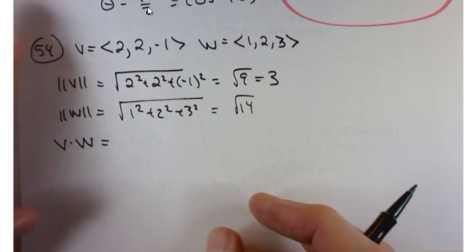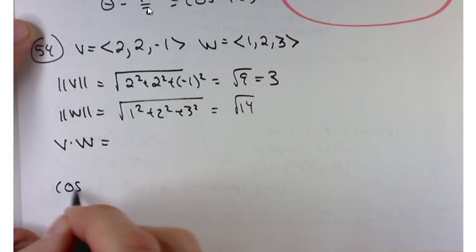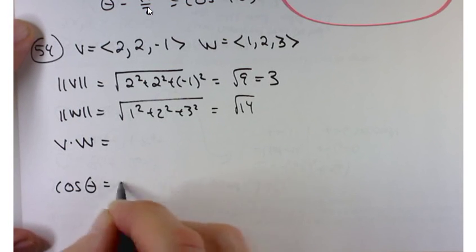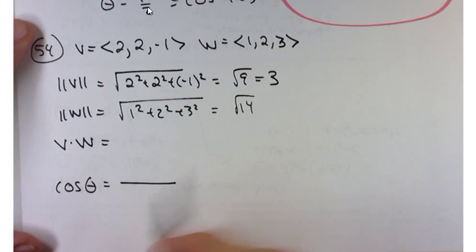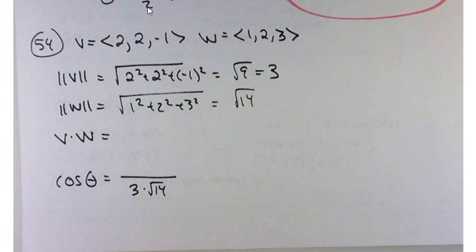Why don't you see if you can come up with the dot product, then put all those things together. Cosine of theta is the dot product divided by the length of v, which is 3, times the square root of 14. Finish it up by seeing if you can figure out what theta is.